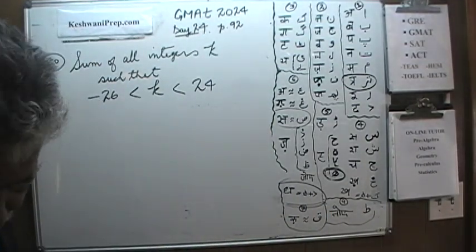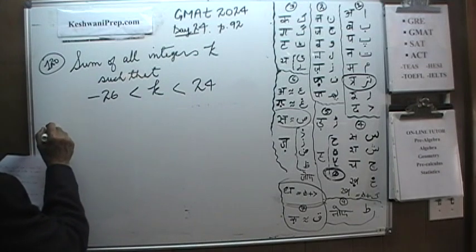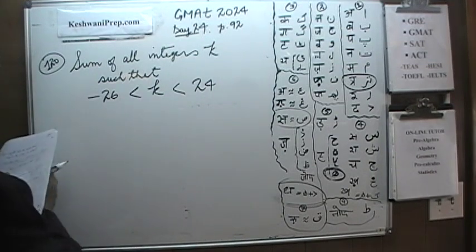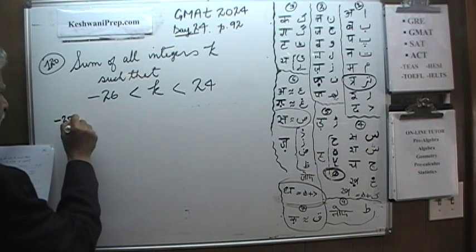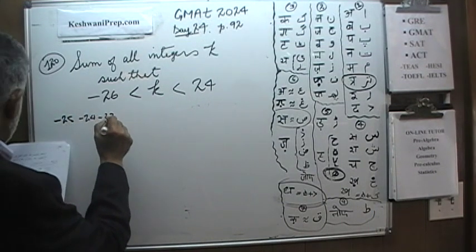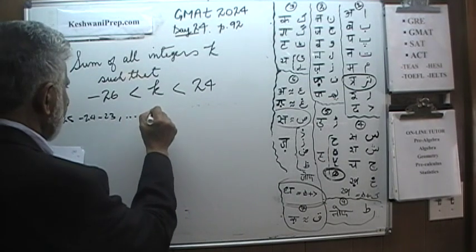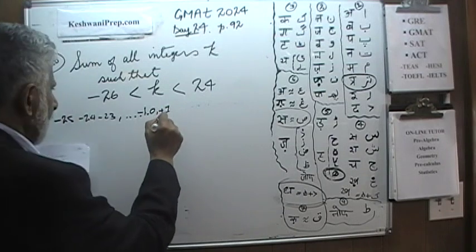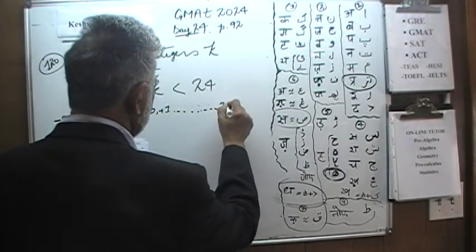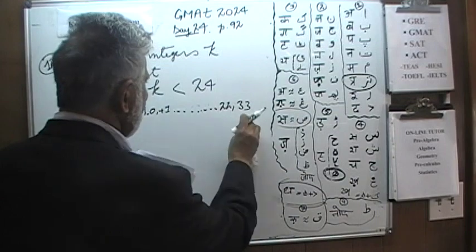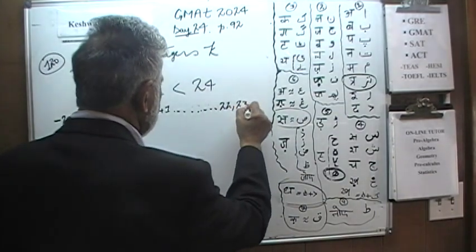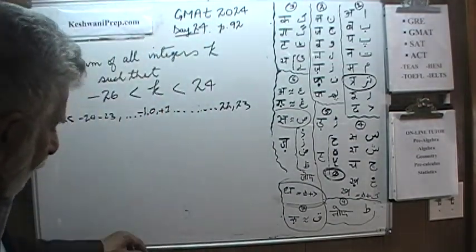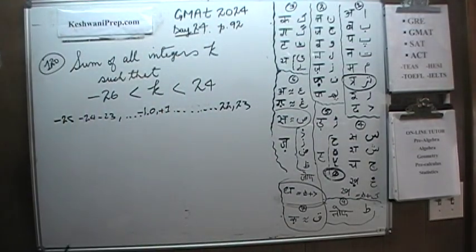I do not like the way it's coming out. Let me redo it. I need to put everything in one line. Negative 25, negative 24, negative 23, 0, negative 1, positive 1, all the way up to 22 and 23. There you go. I wanted to put everything in one line purely for the dramatic effects.